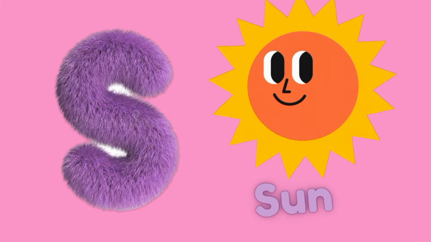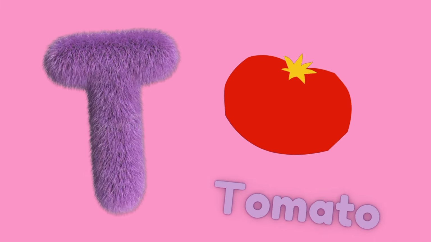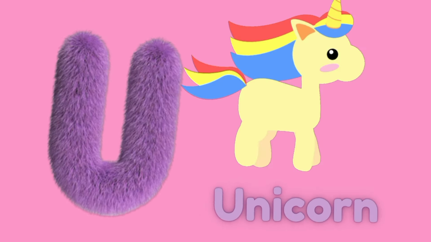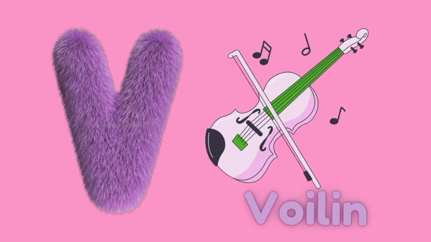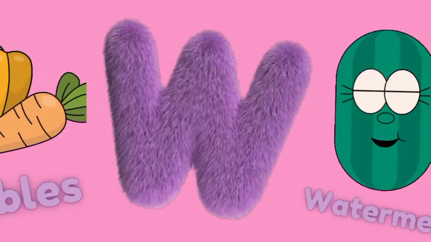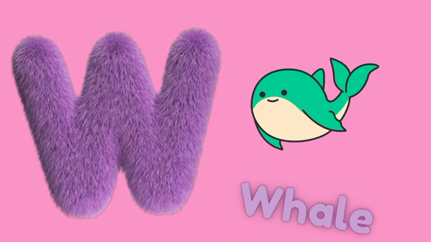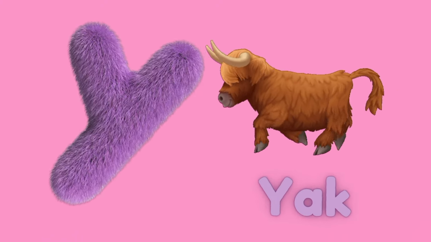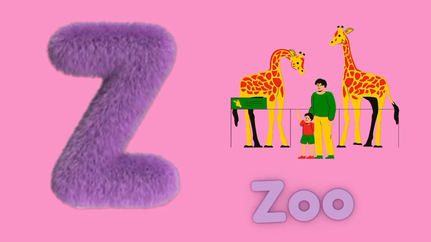S for sun, and S for sunflower, T for tomato, T for train, U for umbrella, U for unicorn, V for violin, V for vegetables, W for watermelon, W for whale, X for x-ray, X for xylophone, Y for yak, and Y for yoga, Z for zoo, Z for zero.